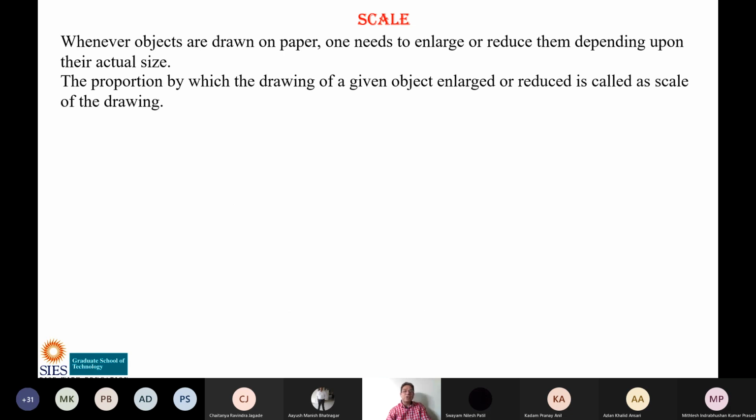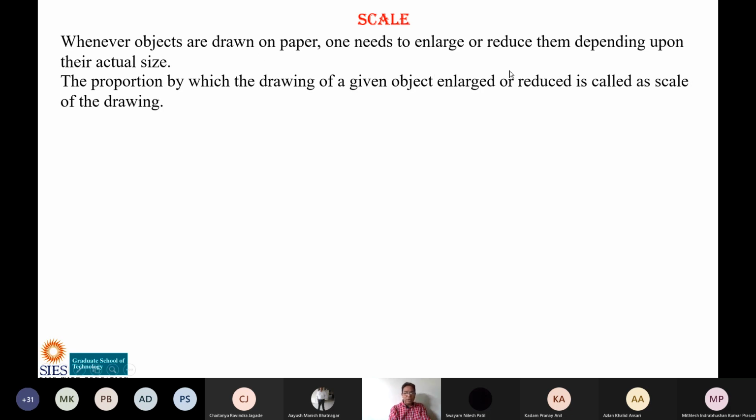So when objects are drawn on paper, one needs to enlarge or reduce the object, and the proportion by which the object is enlarged or reduced is called the scale on the drawing. So what do you mean by scale on the drawing? I just now gave an example. 10 kilometer is represented by 1 centimeter. So what are we doing? We cannot draw the long bridge, so that long bridge we will reduce to a smaller size. So that is a scale.